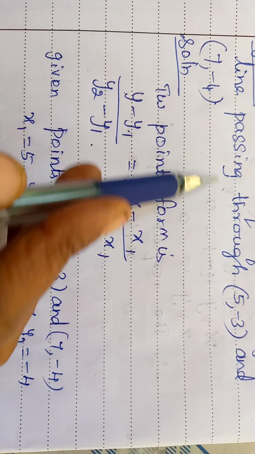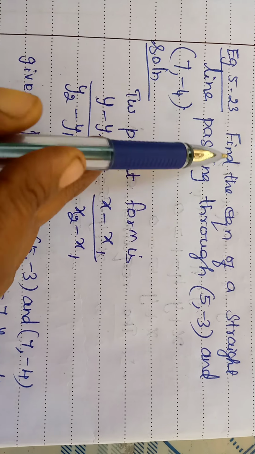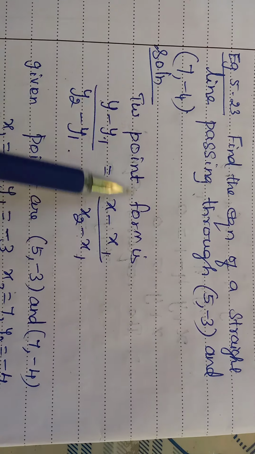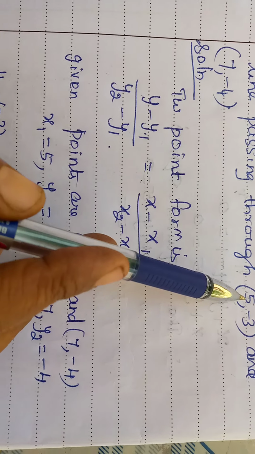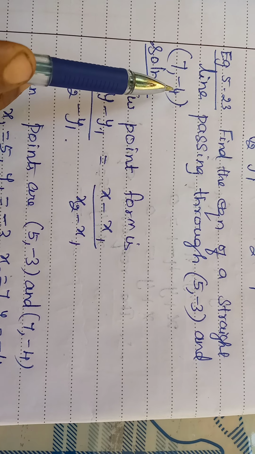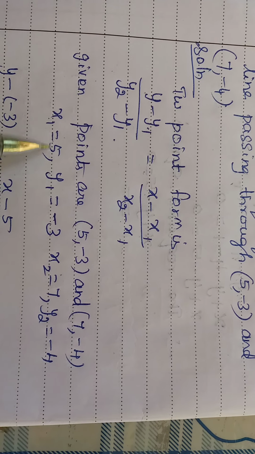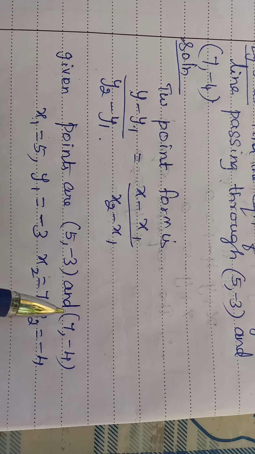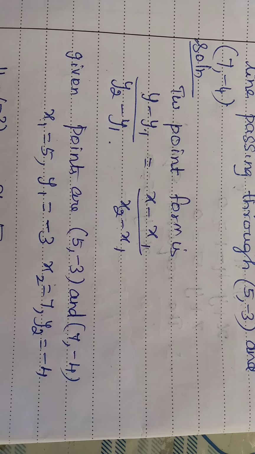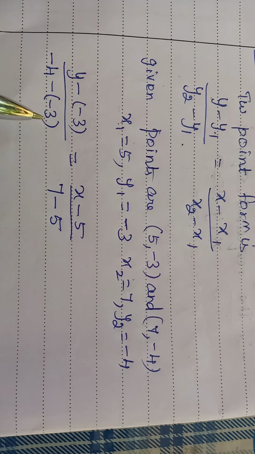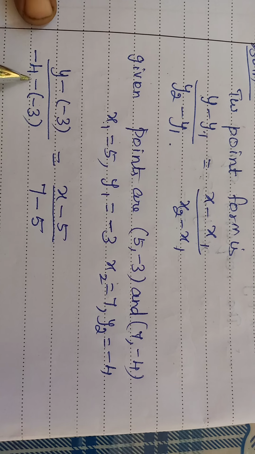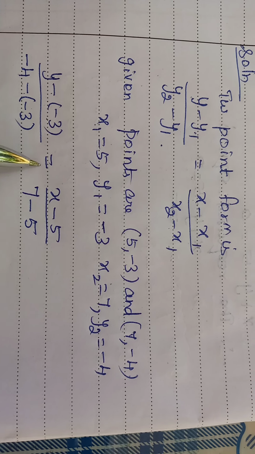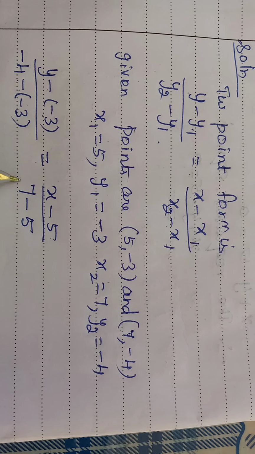First of all, read the question carefully. Only two points are given and they asked to find the equation, so at once we have to write the two-point formula. Then the given points are (5, minus 3) and (7, minus 4). We take the first point as x1, y1 and the next point as x2, y2. Let's substitute these values in this formula. So we get y minus y1, where y1 is minus 3, by y2 minus y1, equal to (x minus x1) by (x2 minus x1).